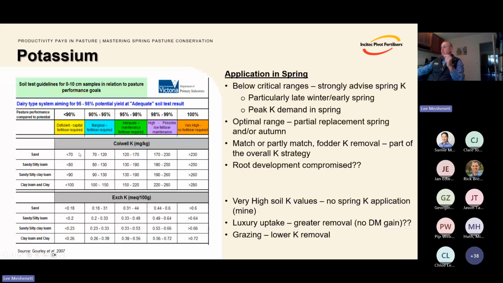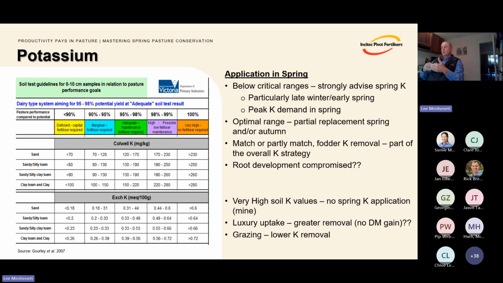From a potassium point of view, again, we've got our critical values. Do we sit in the critical values or not? If we're below our critical values, our strategies are going to be strongly advising to put spring K out. Again, particularly early in late winter, early spring, get K into the system and make sure it's there to supply the peak demand of the pasture. If we're in the optimal range, it could be a partial replacement in the spring and autumn. We're removing potassium from the system, so let's match some or all of that fodder removal at that period of time.